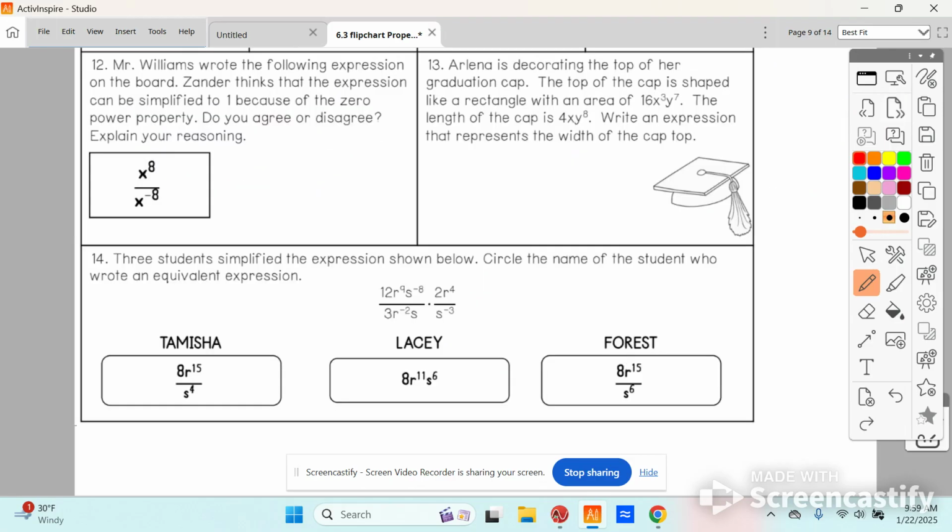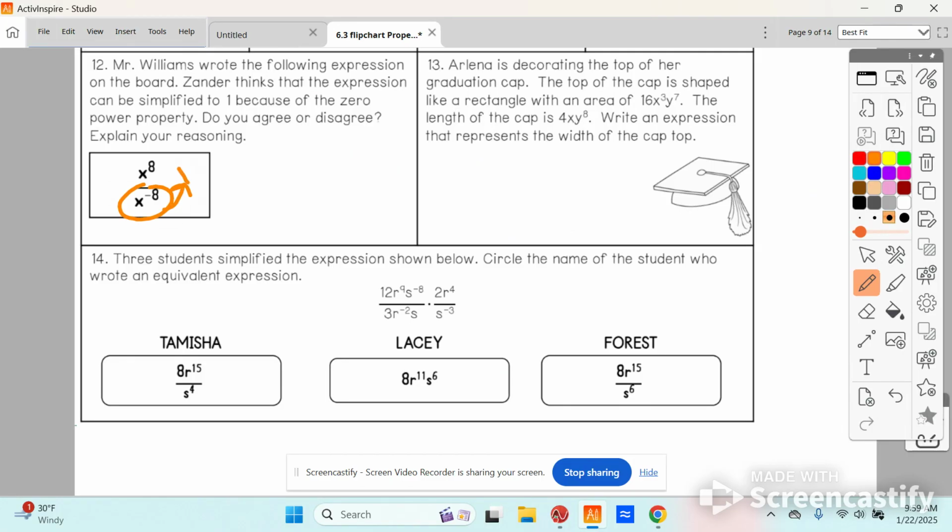Now, Mr. Williams wrote the following expression on the board. Xander thinks the expression can be simplified to 1 because of the 0 power property. Do you agree or disagree? Explain your reasoning. Now, you could move the negative to make it positive. Okay, so we're going to move this negative and make it positive.